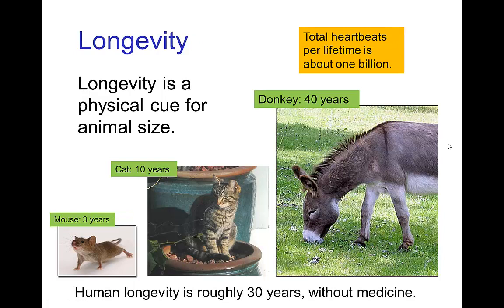Similarly, longevity is a physical cue for size. Small animals tend to have short lifespans, large animals significantly longer lifespans. In essence, the heart has about 1 billion heartbeats before failure. So basically the failure rate is about the same for all animals, but since the small animals run through their heartbeats much faster, they tend to have shorter lifespans.